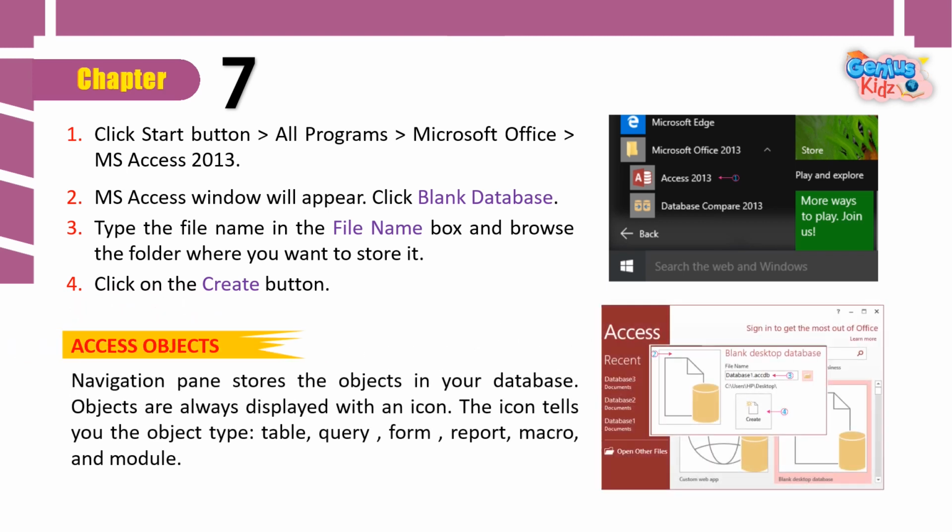Access objects. Navigation pane stores the objects in your database. Objects are always displayed with an icon. The icon tells you the object type: table, query, form, report, macro, and module.